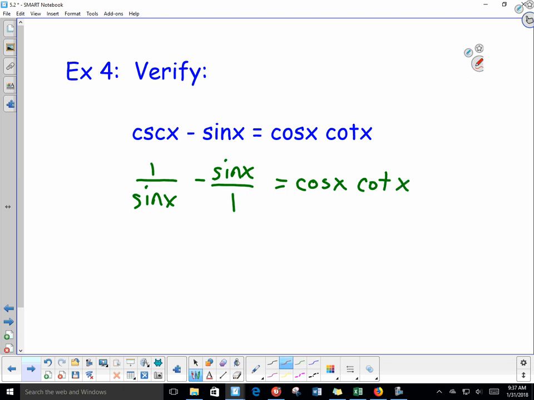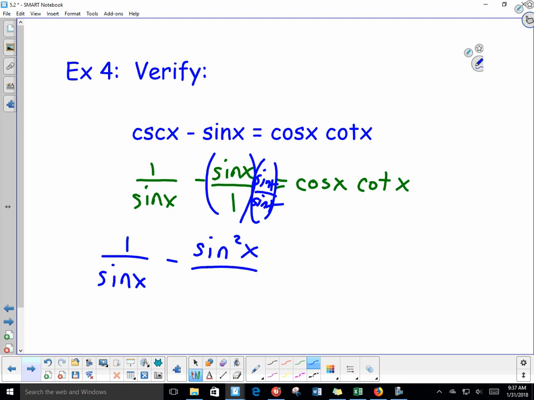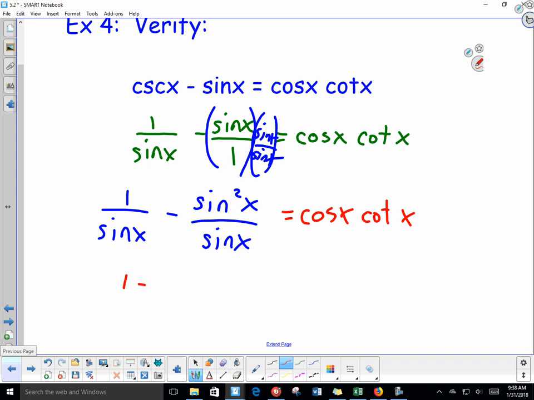If you have two things being added or subtracted, chances are you want to get a common denominator. So in this case, I would probably multiply this fraction by sine x over sine x. And if I do that, I get 1 over sine x minus sine squared x over sine x. And I want to show that that is equal to cosine x cotangent x. Common denominators now, so I can rewrite this as 1 minus sine squared x over sine x.